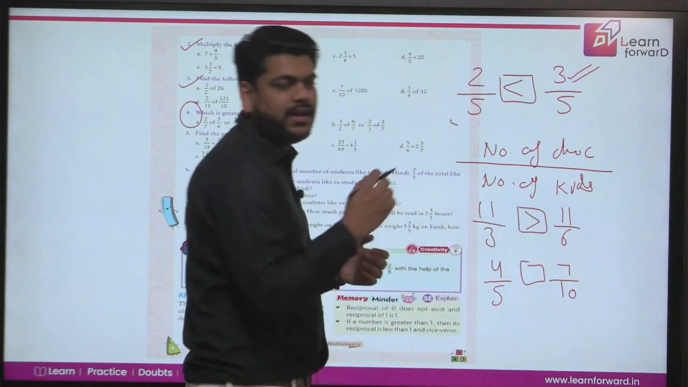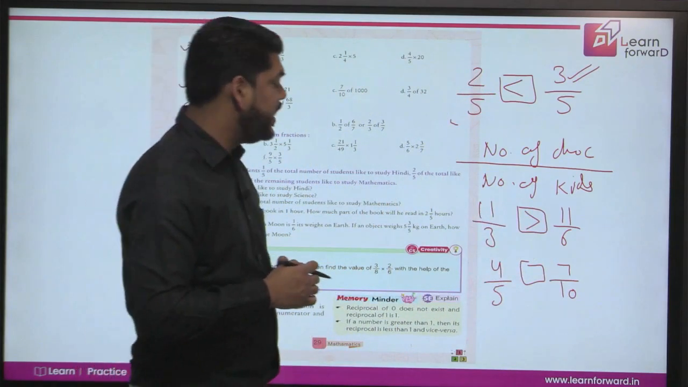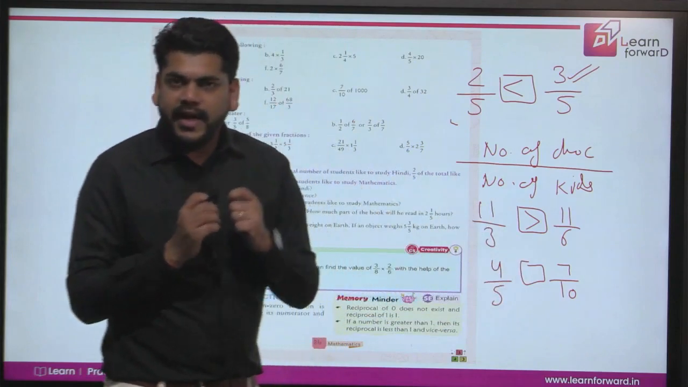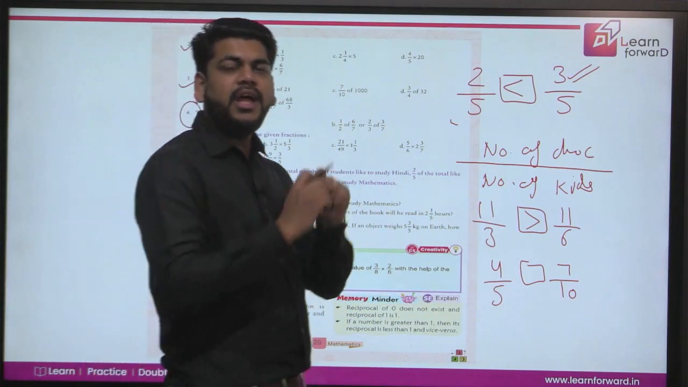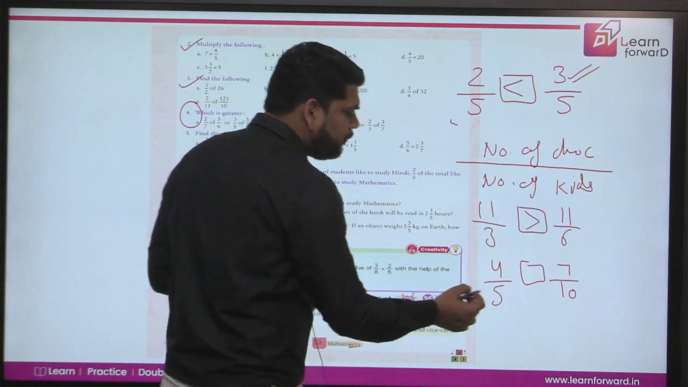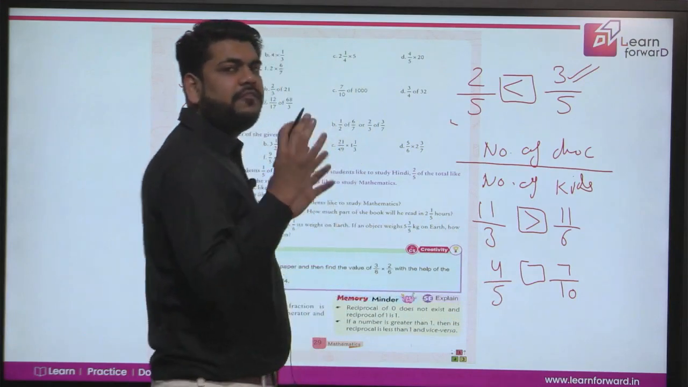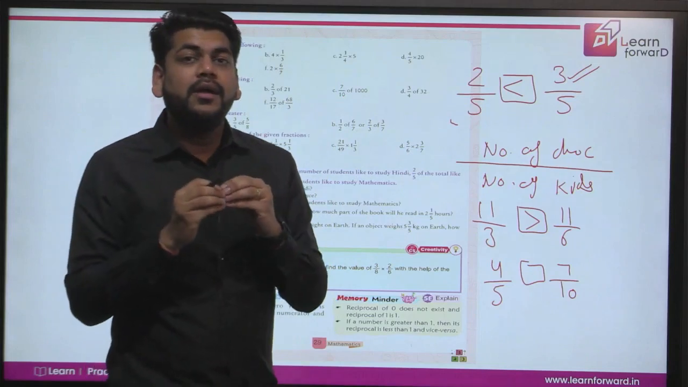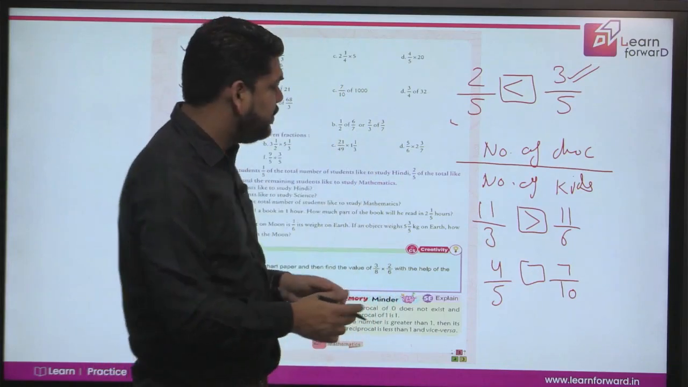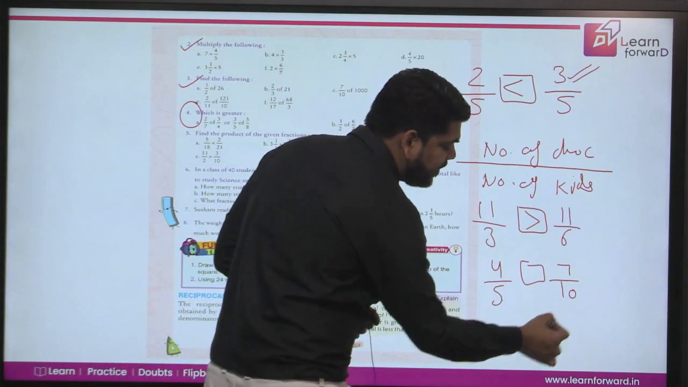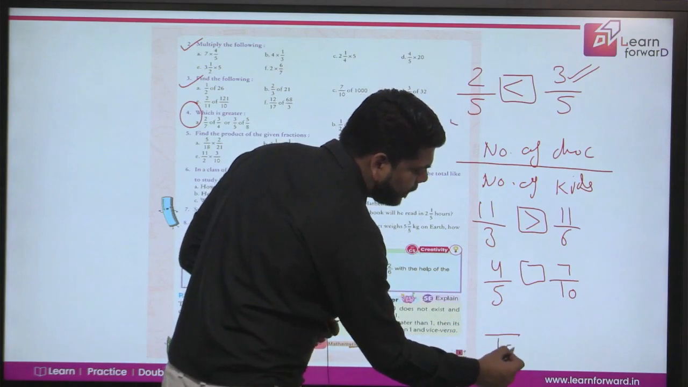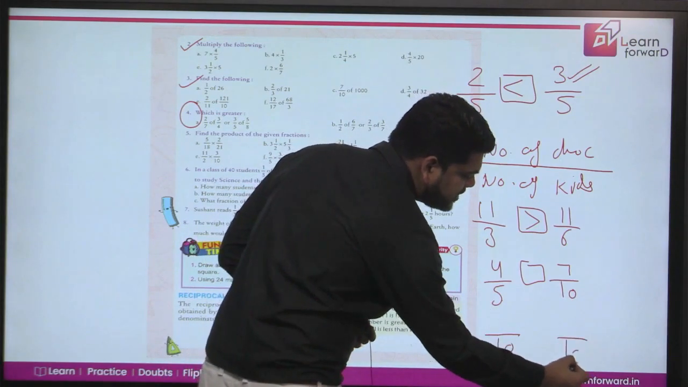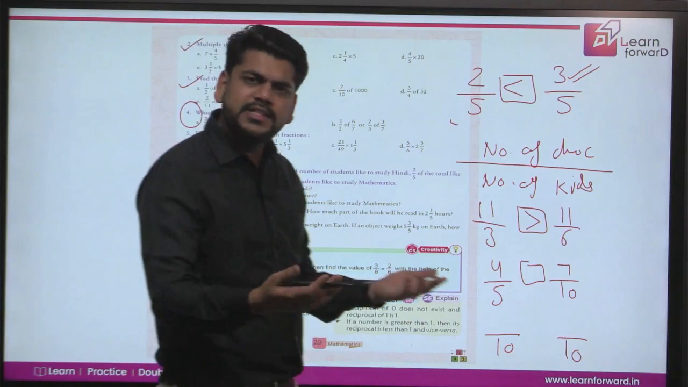How will we analyze? In that particular case, first we need to take the LCM and find the equivalent fraction. What do you mean by equivalent fraction? The fraction whose face value is different but their meaning is the same. That means the LCM of denominators 5 and 10 will be 10. In both the cases we will write down 10, 10, because the LCM is 10.